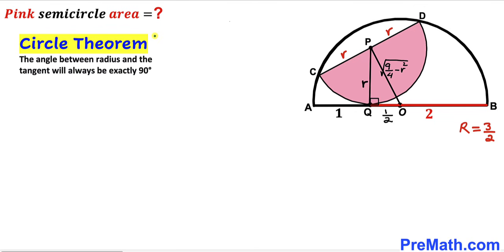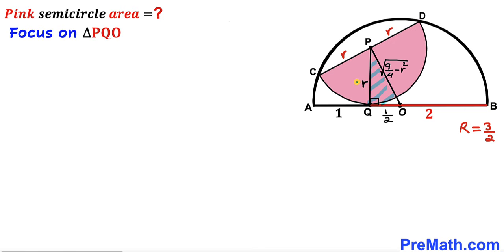And now let's recall the circle theorem. The angle between the radius and the tangent line will always be 90 degrees. So no wonder this angle is going to be 90 degrees, since this is our radius and this is our tangent line. And now let's focus on this right triangle PQO. And we are going to apply the Pythagorean theorem on this triangle as well.